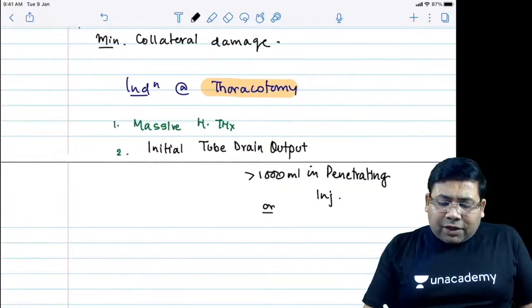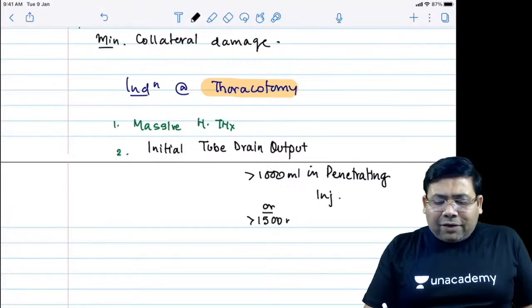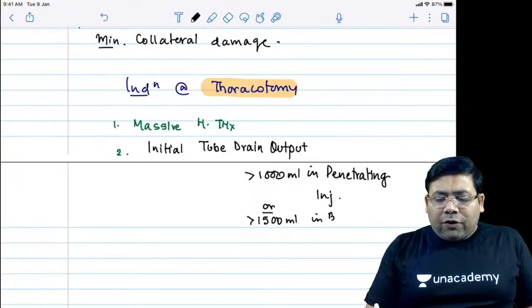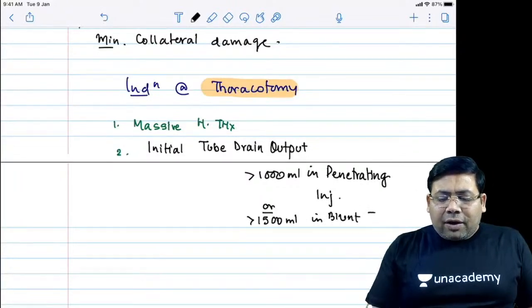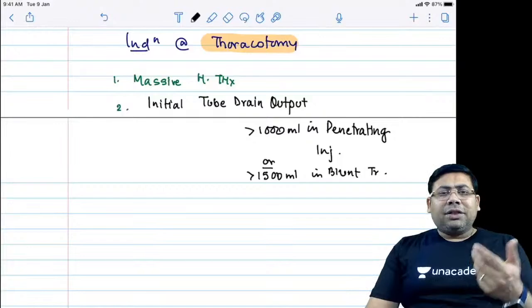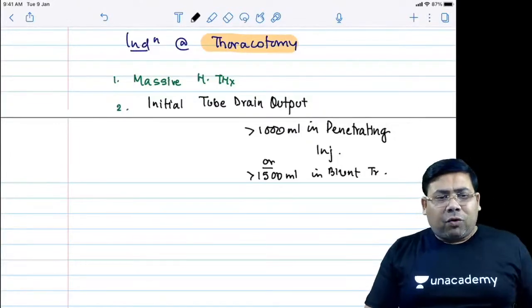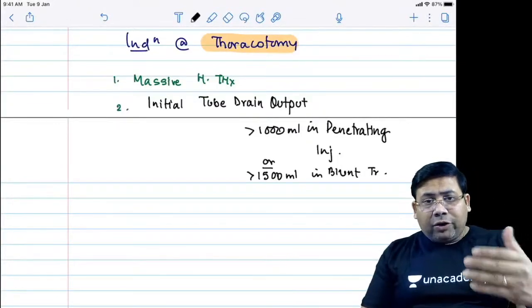Or if it is more than 1500 ml anyway in blunt trauma, it qualifies for what? Massive hemothorax. Suppose initially it came out to be 350. What to do? Follow it in the next hour.